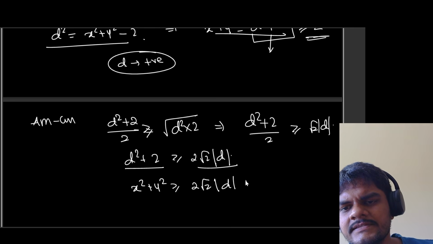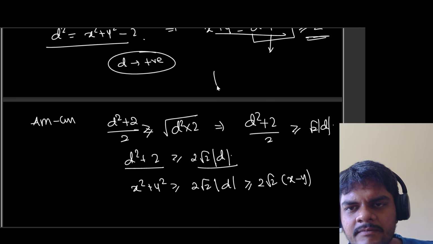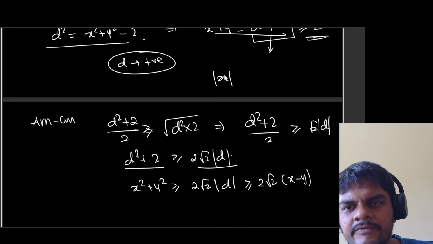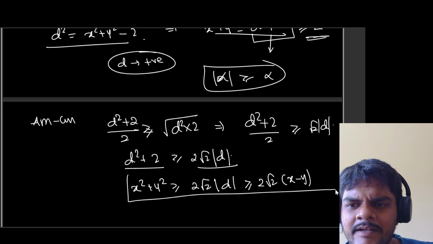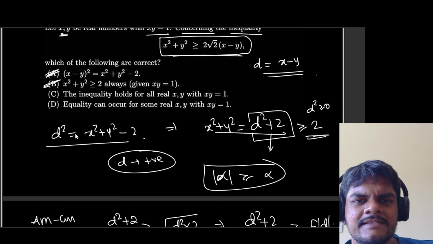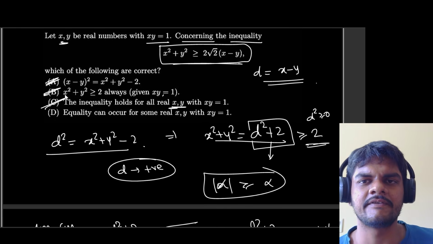Now mod d is obviously greater than or equal to 2 root 2 d, which is x minus y. You see, mod of anything is always greater than or equal to the value itself. It's just plus or minus. So yeah, I think we can make this inequality true. This is true for all real values of x and y.